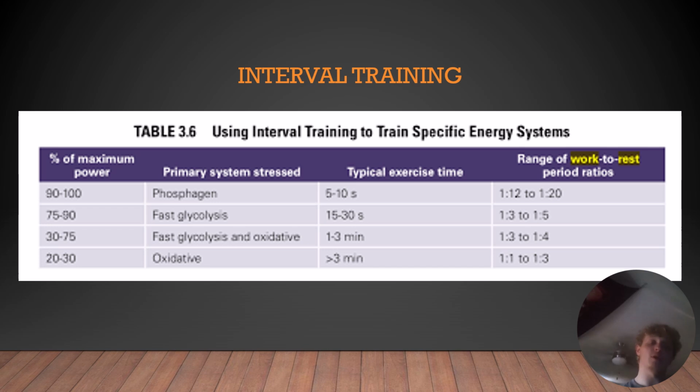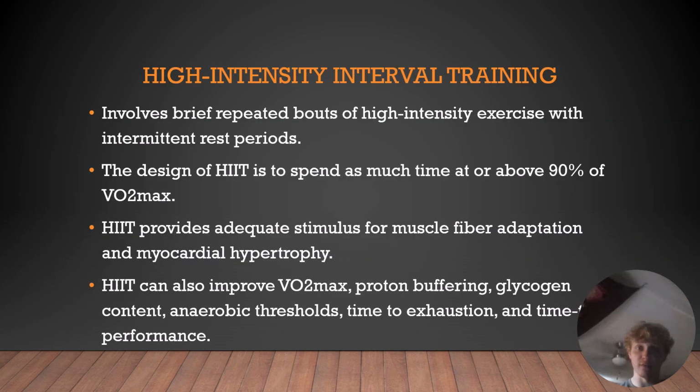And as we crawl up the percentage of maximum power, 90 to 100%, using primarily the phosphagen system, 5 to 10-second bursts of exercise typically. But what would that 1 to 12 work to rest ratio be? So maybe that's 10 seconds on, 120 seconds off, or 200 seconds off, again allowing more work at that high peak of maximum power, that 90 to 100% specifically.